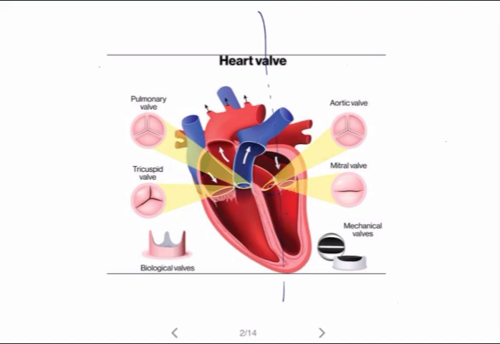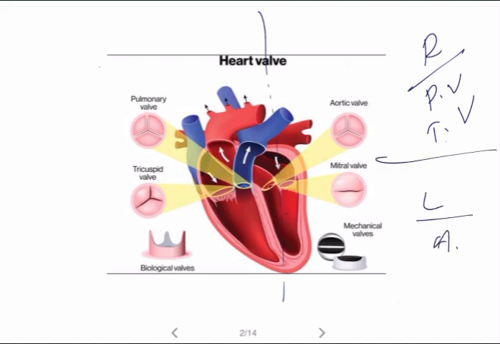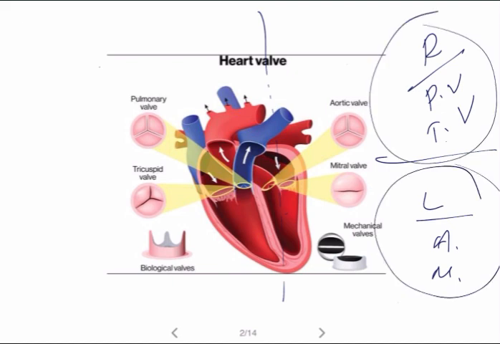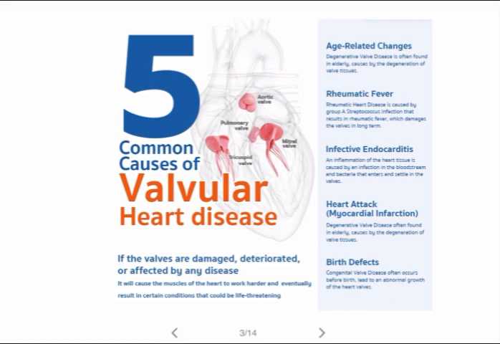So right now, to sum up, I will say right-sided valves are the pulmonary valve and tricuspid valve, whereas left-sided valves are the aortic valve and mitral valve. This is the crisp point that you should remember from the topic we have discussed in this slide. Next, I will be coming to the most common causes of valvular heart diseases.